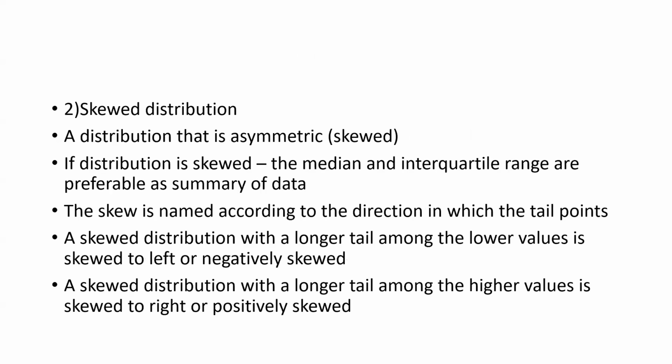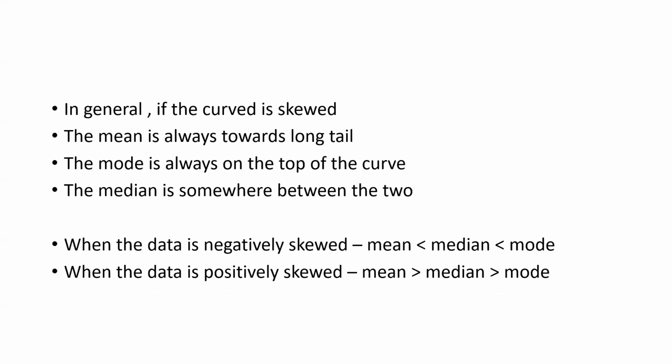Now the skewed distribution. A distribution that is asymmetric. If a distribution is skewed, the median and the interquartile range are preferable as a summary of the data. The skew is named according to the direction in which the tail points. A distribution with the long tail among the lower values is skewed to the left, or negatively skewed. A distribution with the longer tail among the higher values is skewed to the right, or positively skewed.